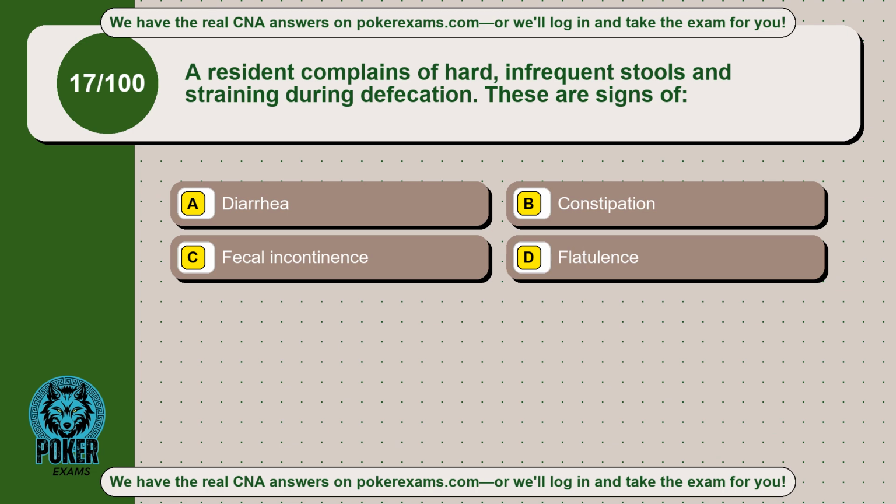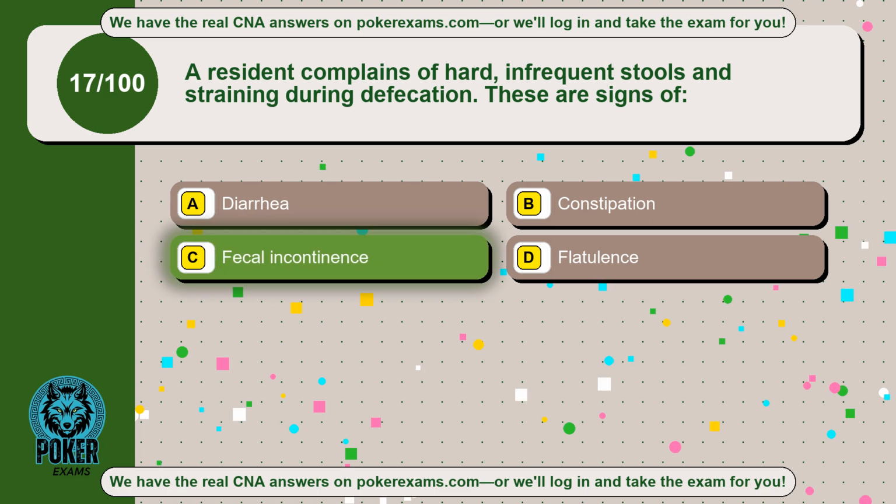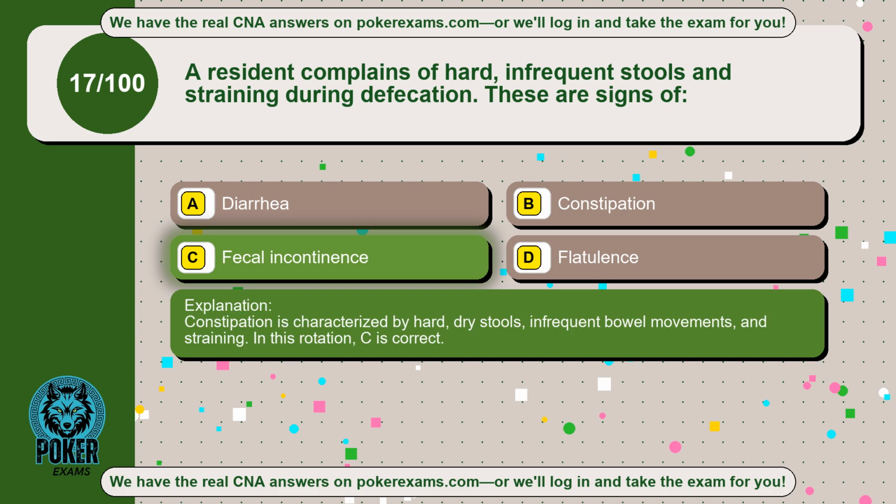Question 17. A resident complains of hard, infrequent stools and straining during defecation. These are signs of Option A, diarrhea. Option B, constipation. Option C, fecal incontinence. Option D, flatulence. The correct answer is option C, fecal incontinence. Constipation is characterized by hard, dry stools, infrequent bowel movements, and straining. In this rotation, C is correct.